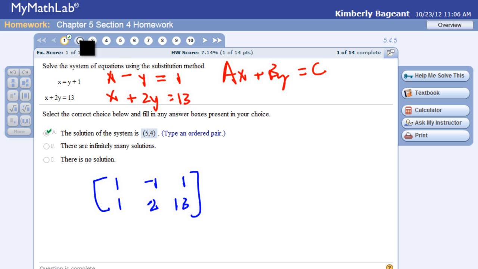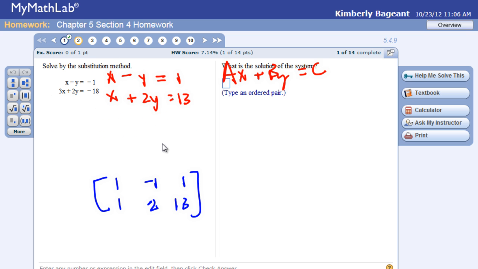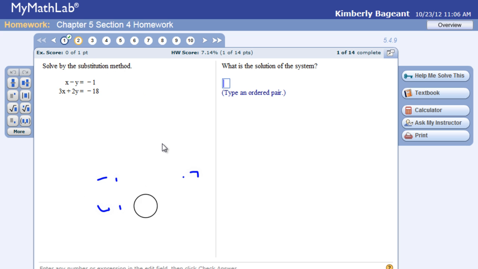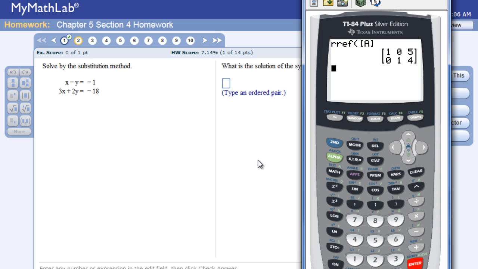Let's do another one. Again, you want to put your equations in standard form. Make sure your x comes before your y, an equal sign, and then your constant. And as you can see, it's already done for us here, so that's great. So we can just go straight into entering our matrix.